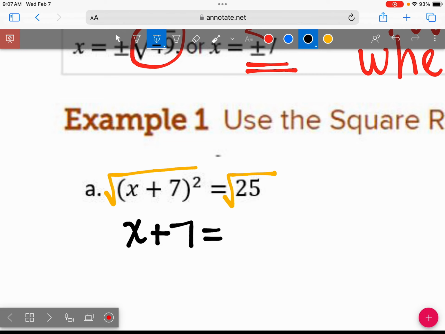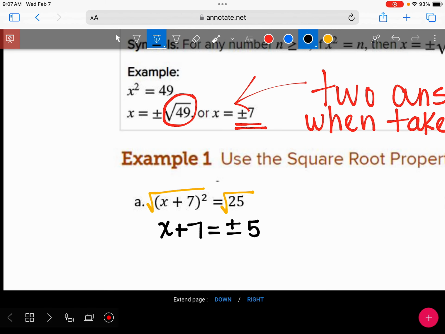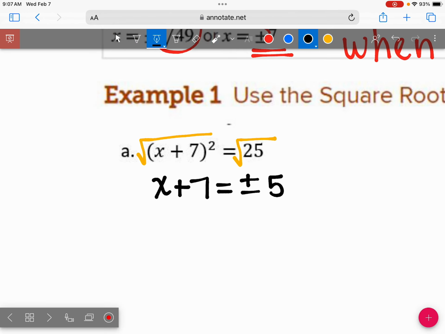And on the right side, what is the square root of 25? Anybody know what number multiplies against itself to give you 25? 5. 5 times 5 is 25. But not only is 5 times 5 25, negative 5 times negative 5 is also 25. So the square root of 25 is really positive and negative 5. There's 2 answers. Whenever you take the square root, you get 2 answers. So we need to break this apart and solve it separately.